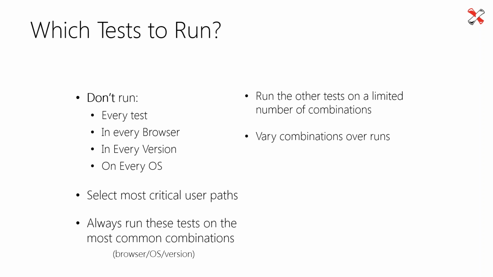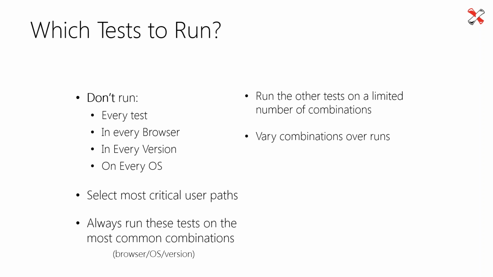Run these tests frequently, especially in the most common browser, operating system, and browser version combinations. The other tests, do them as well, but not on all the browsers. Just check that they are working. You can run them in the nightly regression tests, but these most critical paths you can even run when a developer commits something to your build system.